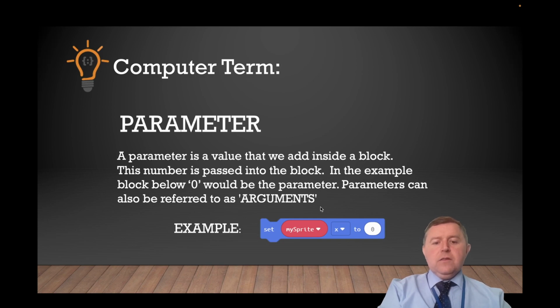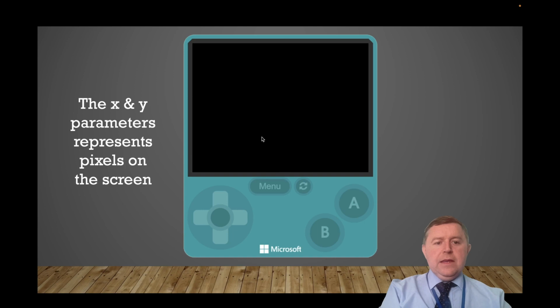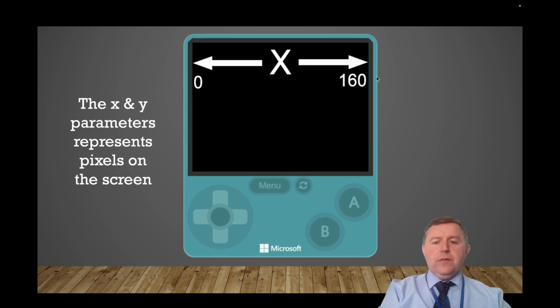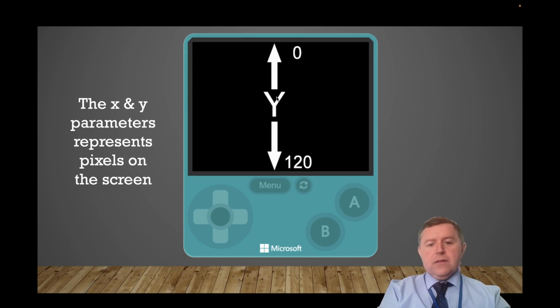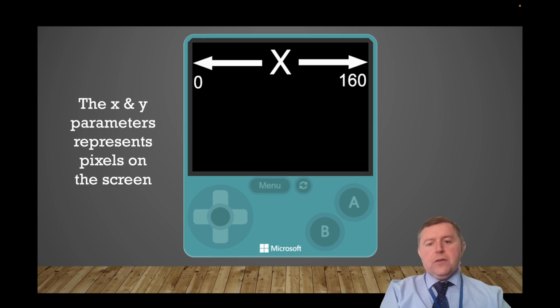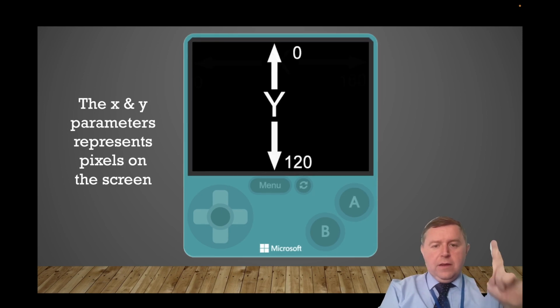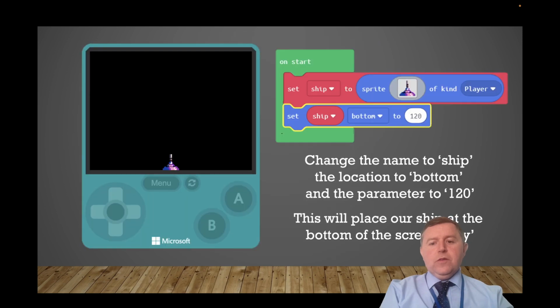Okay, so here we have x and y parameters, which represent the pixels on the screen. The width of our screen is 0 to 160. A pixel is the smallest square that you can see on your screen. It's very, very tiny, and it represents all of the things that you can see on your screen. And then, of course, the y is 120, so it's a little bit wider than it is high or tall. So we're going to use that to help us.